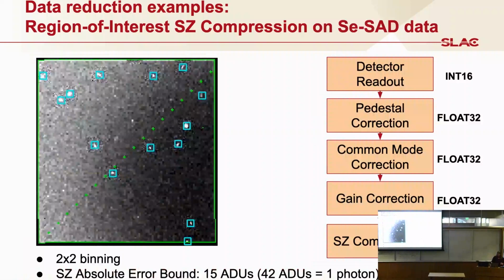What's interesting about this is that a lot of times, once you actually start looking at images like this, the detector reads out as a 2-byte ADU. In order to get an actual image out of it, we have to correct it. We have to subtract noise, we have to do common mode and gain corrections. And that inflates the image, because it turns it into a float, a 32-bit object now, and ultimately, this is what is fed into the SZ compression algorithm to actually compress it.